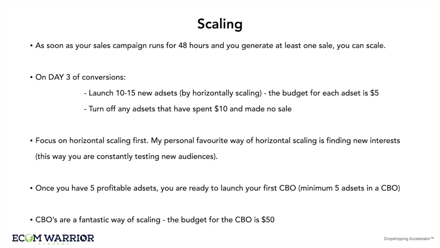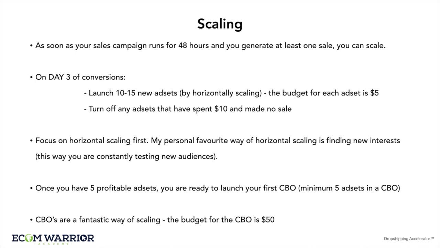So after the 48 hours is completed, on day 3 of conversions or the sales campaign, you want to launch another 10 to 15 new ad sets by horizontally scaling. So the budget for each ad set again is going to be $5.01. On day 3 as well, you want to turn off any ad sets that have spent $10 and made no sales. As an example, let's say you made 2 sales within 48 hours of sales. Now, what you want to do is after the 48 hours is completed, go ahead and turn off every single ad set that has spent $10 and made no sales, and from there just launch 10 to 15 new ad sets. You want to focus on horizontal scaling first.